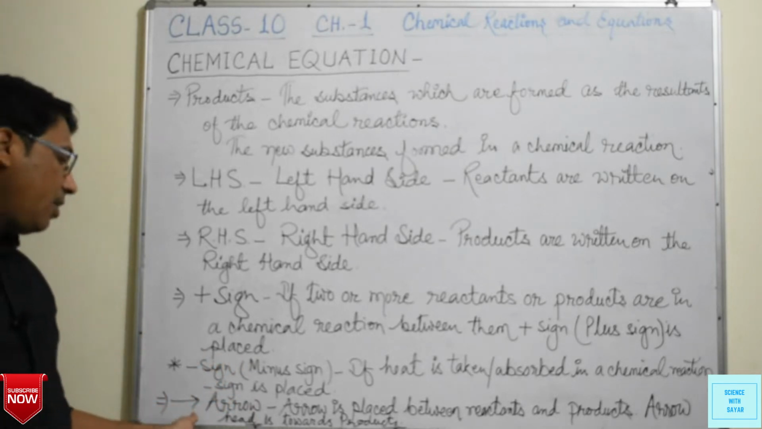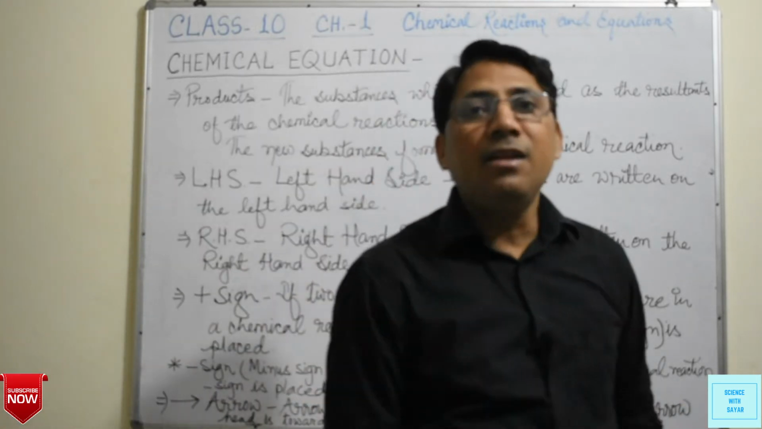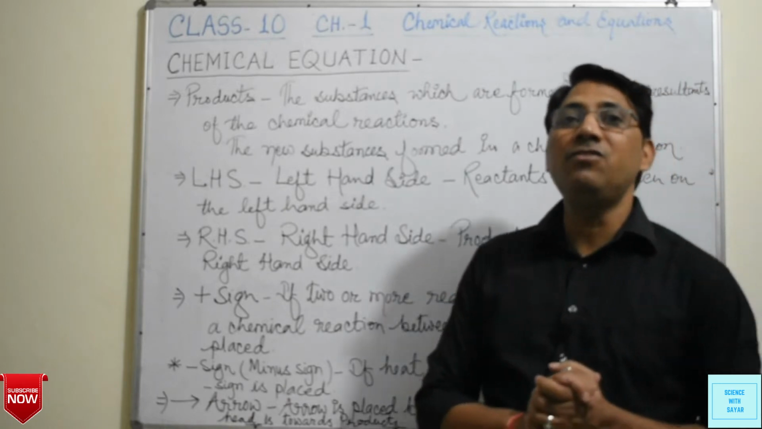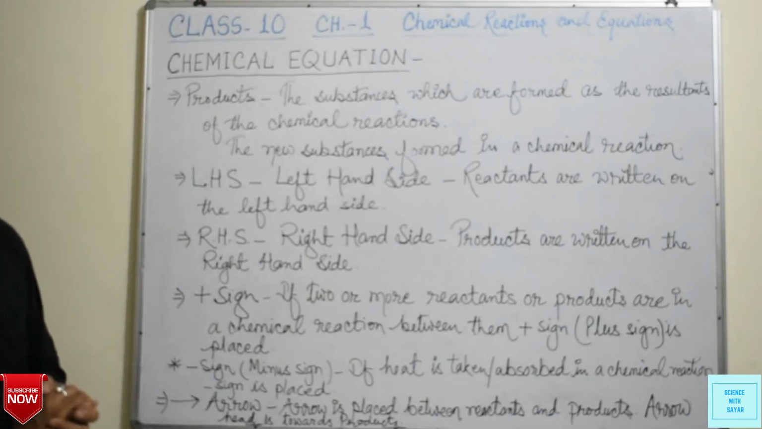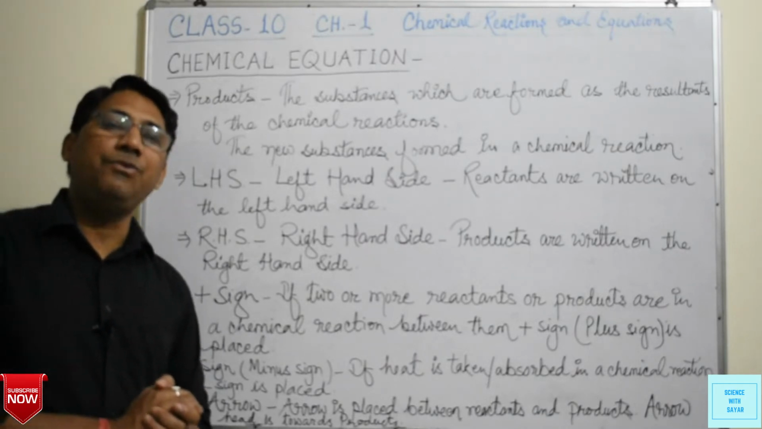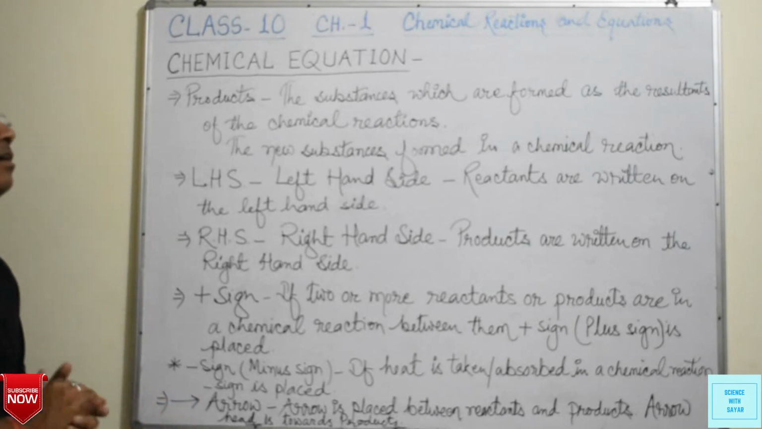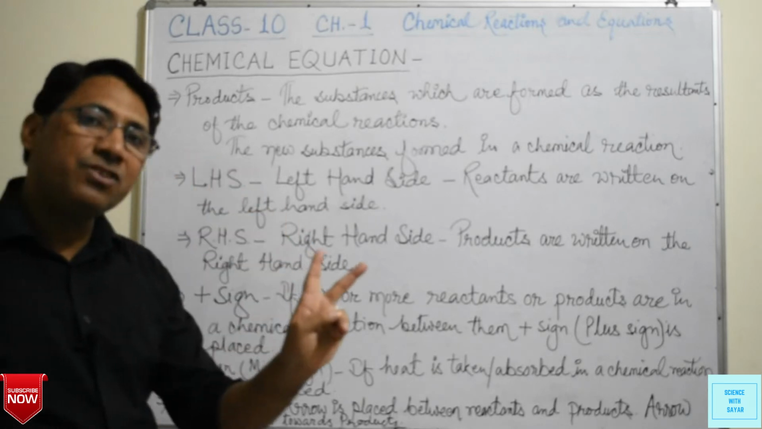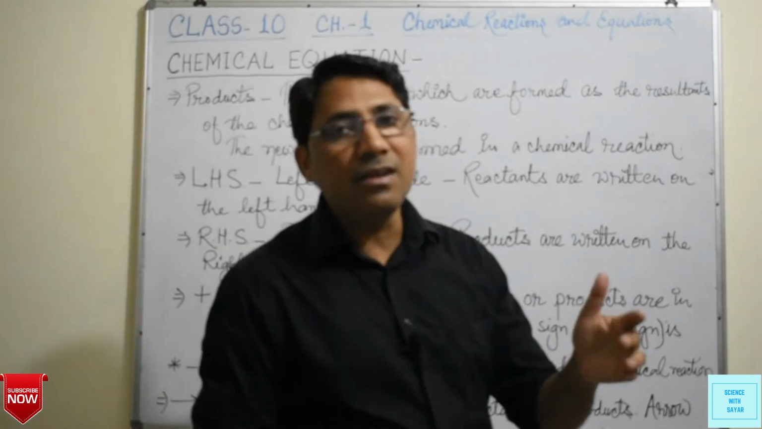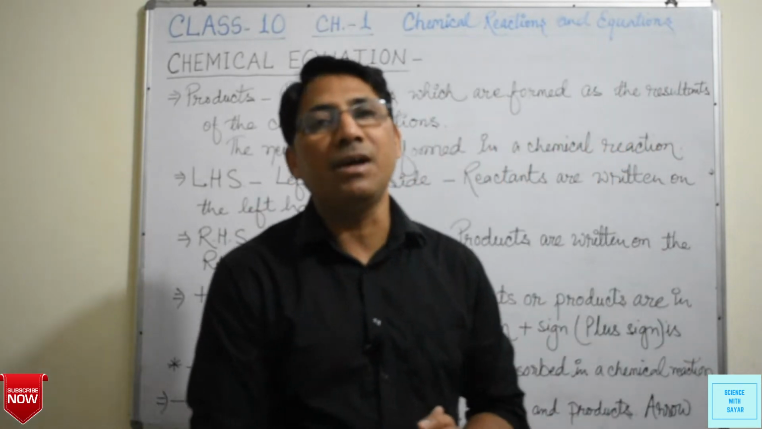Then, arrow sign: between the reactants and products an arrow is placed, and its head, or arrowhead, is always put towards the products. So by using these things we can represent a chemical equation. As we studied: reactants, products, plus sign, minus sign, arrow sign. Using these things we can represent a chemical reaction.